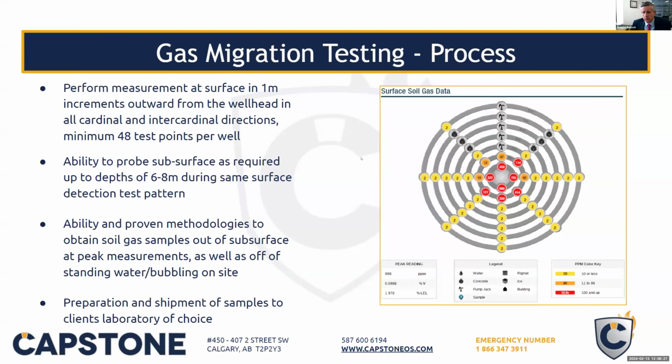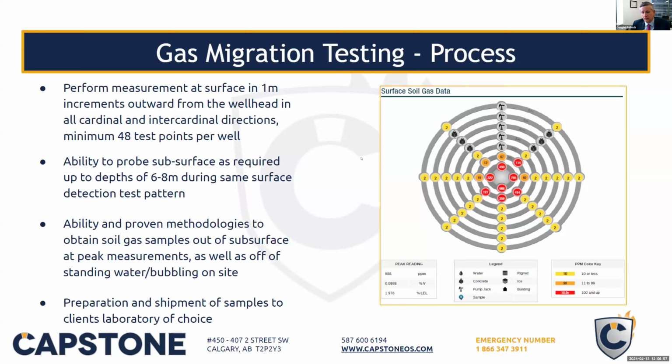So what we do is we perform a measurement at surface, literally sampling for gas right at the surface. And we do that in 1 meter increments in the radial cardinal points of the compass. Typically, we do 48 test points per well. Once we have those readings, and this chart you see on the right is an actual scrubbed report that I pulled from one of our clients, you'll see the red circles are indicating a reading of 100 parts per million of methane or more.